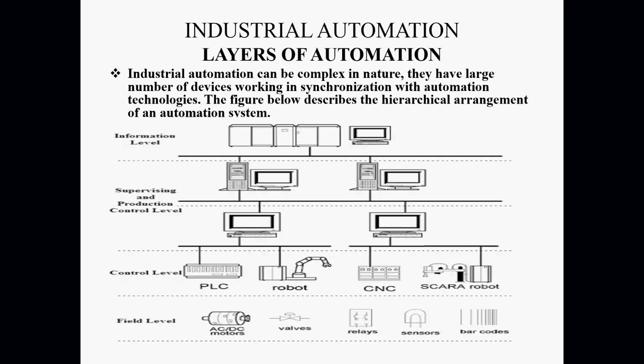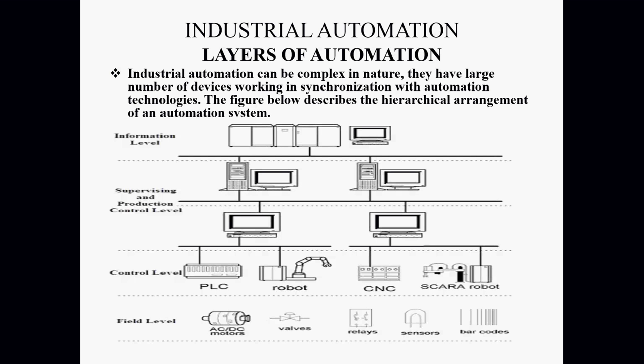So industrial automation can be complex in nature. They have a large number of devices working in synchronization with automation technologies. The figure below describes the hierarchical arrangement of an automation system. So you can see there are 4 levels here. There is one field level, then your control level, then the supervising and production control level, and then your information level. So let's just talk about the different levels.